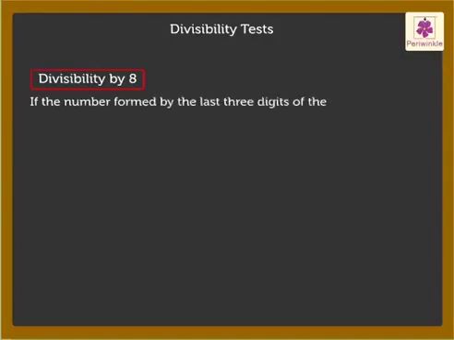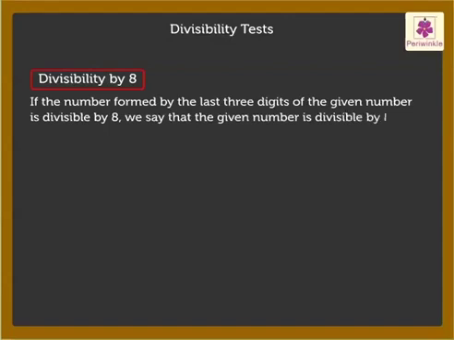Divisibility by 8. If the number formed by the last 3 digits of the given number is divisible by 8, we say that the given number is divisible by 8. For example, look at the number 53,888. Its last 3 digits form the number 888, which is divisible by 8. Thus, 53,888 is divisible by 8.